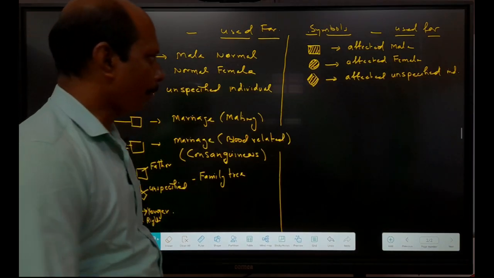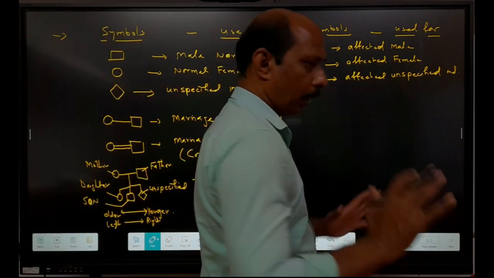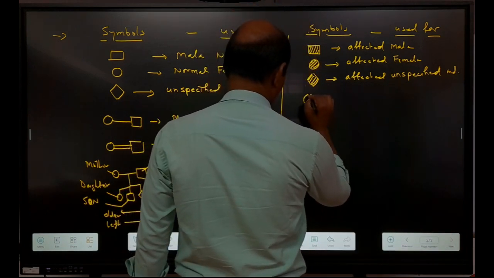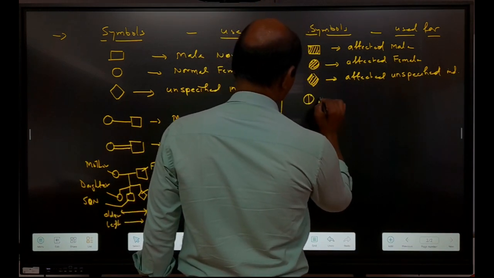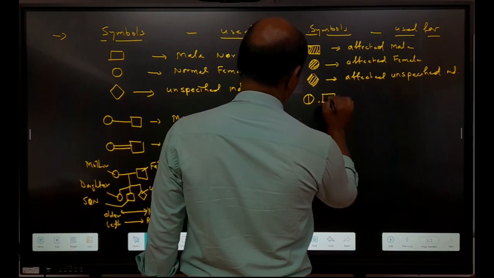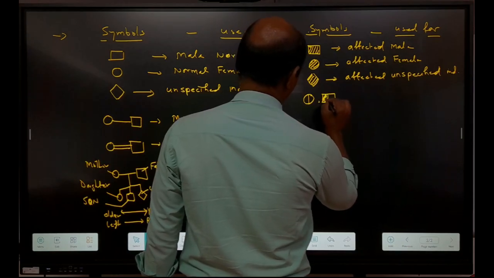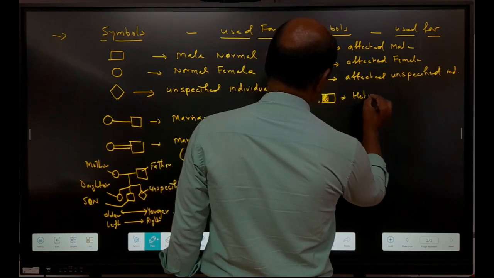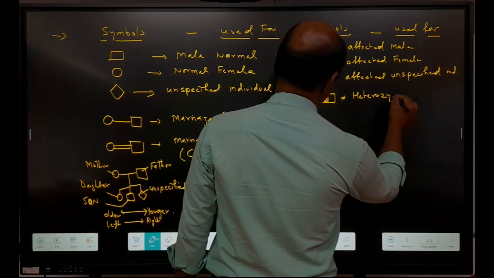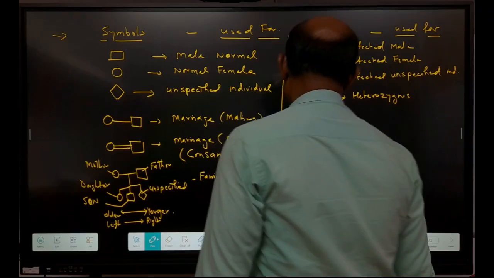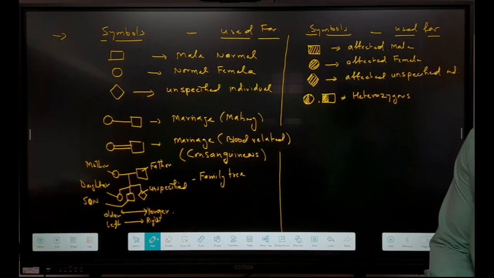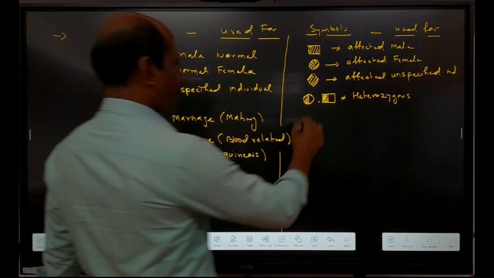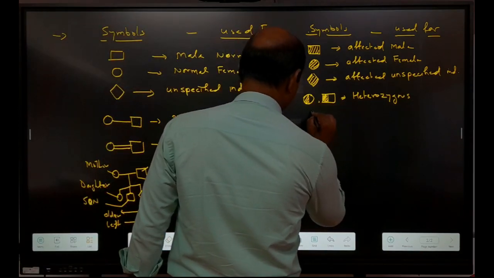Here we can say if it is half colored and half white. Suppose that I draw this one, that means heterozygous. Heterozygous, two different, right? Heterozygous.